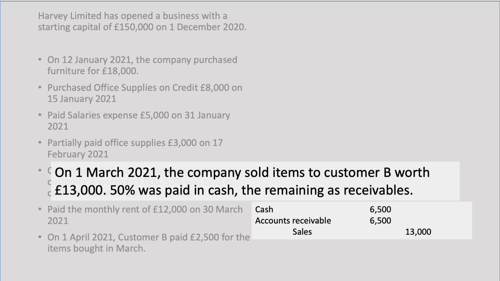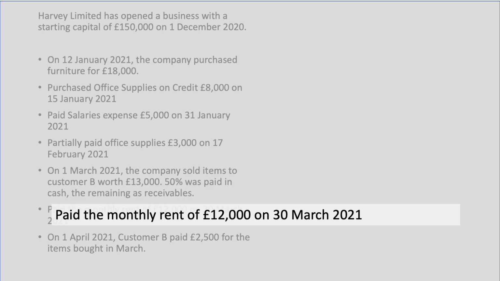50% was only paid in cash. Therefore, we only debit cash for $6,500, being the 50% of $13,000. And the remaining 50%, which is also $6,500, is debited also for accounts receivable, since this amount is to be received in the future. Paid the monthly rent of $12,000 on 30th March 2021.